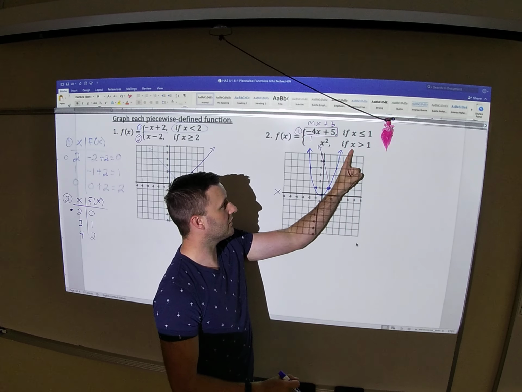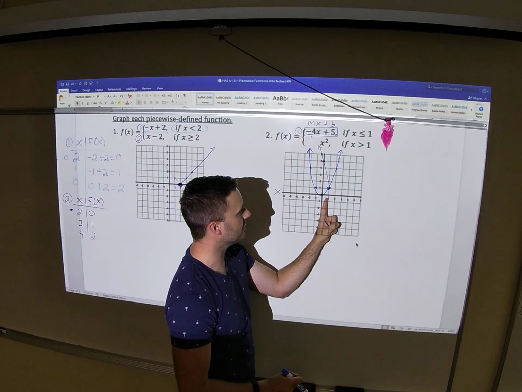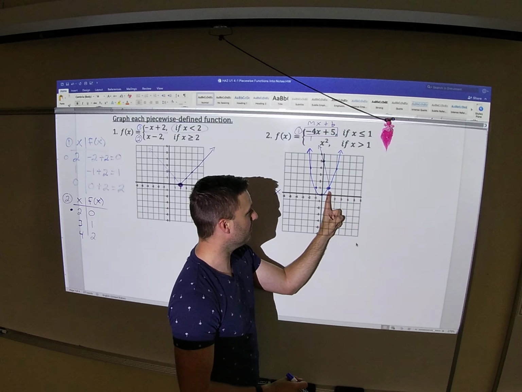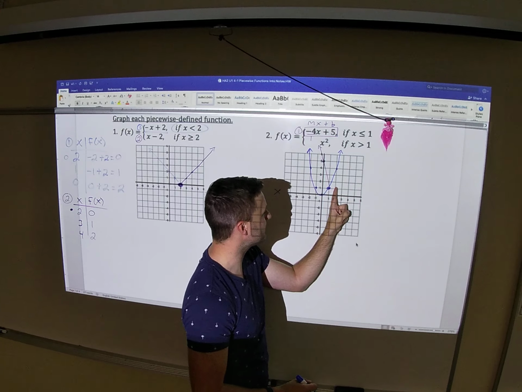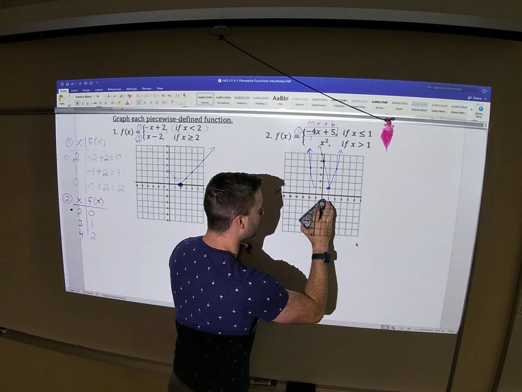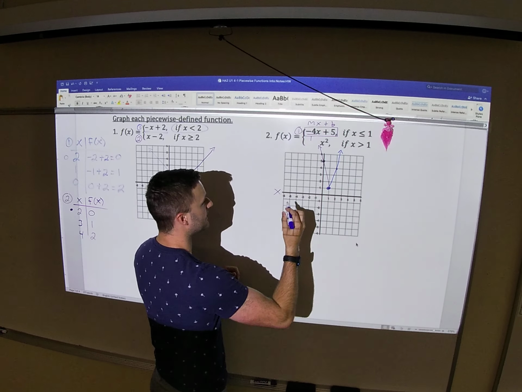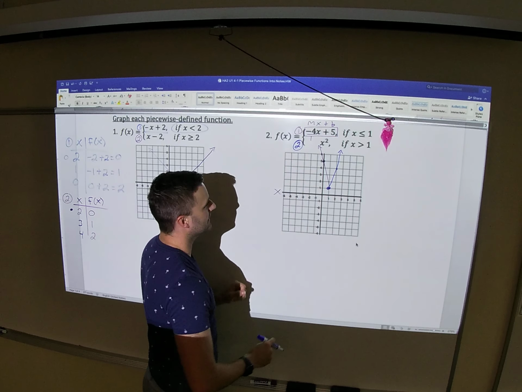So let's look. We're looking for all the x values that are larger than 1. So where are my x values getting larger? It's as I go to the right. So the piece that I care about is this all the way over here to the right. So I'm going to very carefully erase everything that goes to the left. So here is our second piece.